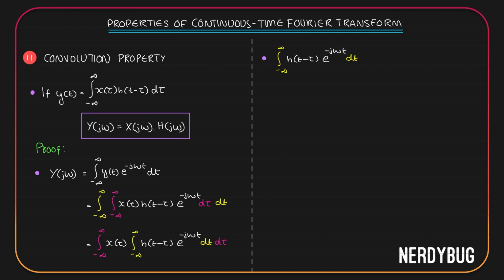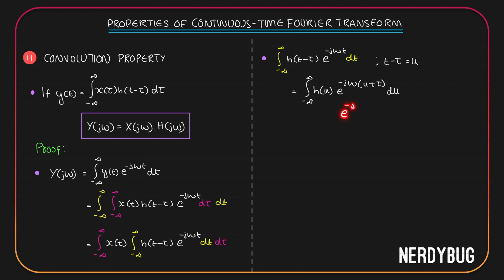We have a t minus tau here. Let us call it u. When t ranges from minus infinity to infinity, u will also be from minus infinity to infinity. If we differentiate on both sides, we get dt minus d tau is equal to du. d tau is 0 because tau here is a constant, so dt will be equal to du. So the integral becomes the integral from minus infinity to infinity h of t minus tau, which is u, e raised to minus j omega t, which is u plus tau, du.